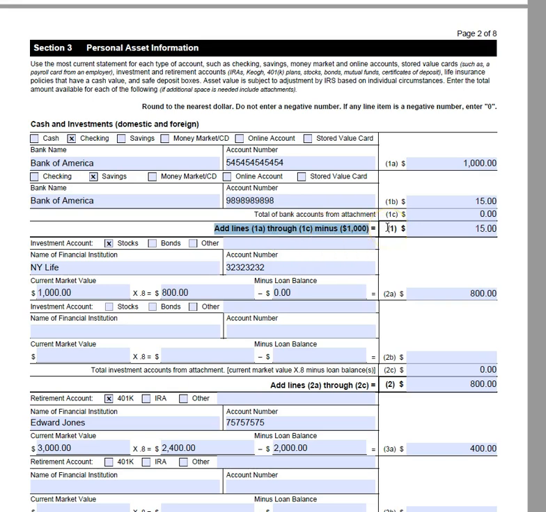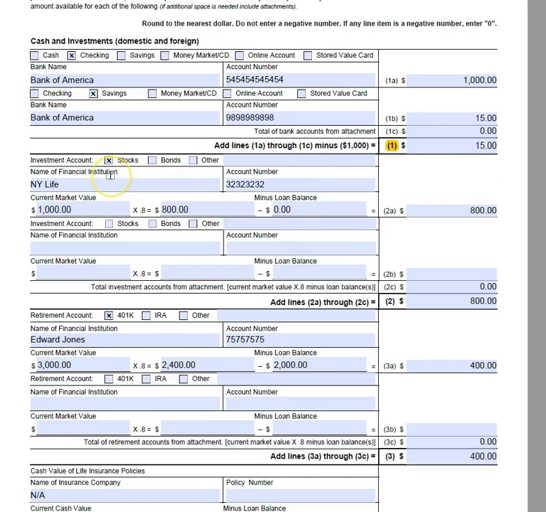So then for box 1, you're adding lines 1A through 1C, and you're going to subtract $1,000. This is a credit the IRS gives you for living expenses that are in your bank account. So out of the $1,015 that this taxpayer has in the bank account, we're only putting $15 on line 1 here. I am going to highlight this, and here in a little bit you will see why we're highlighting that, because we're going to come back to that, and that's going to be an important number.